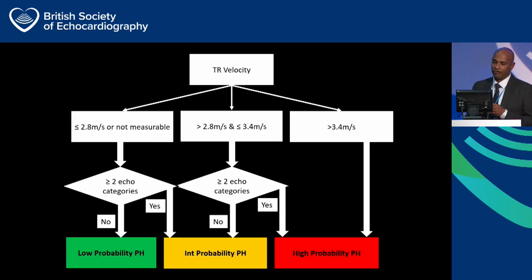And this is the flow diagram that's recommended that we follow. So you have your tricuspid regurgitation velocity. You look for what the velocity is. You see if there are more than 2 categories of echo markers, and that will help you to define whether there's a low probability, intermediate probability, or high probability of pulmonary hypertension being present.